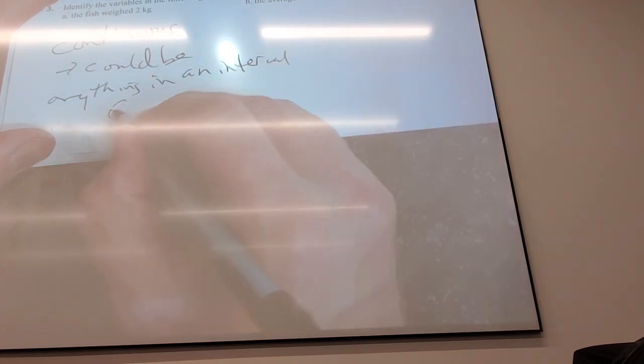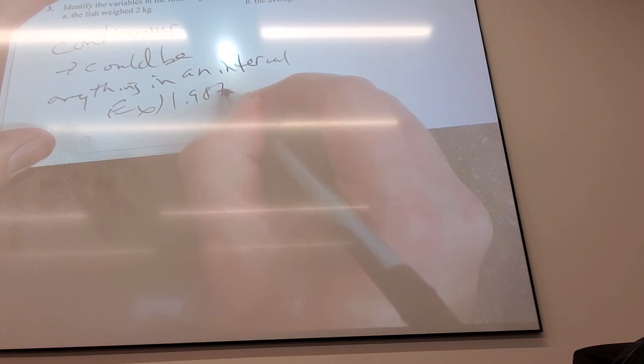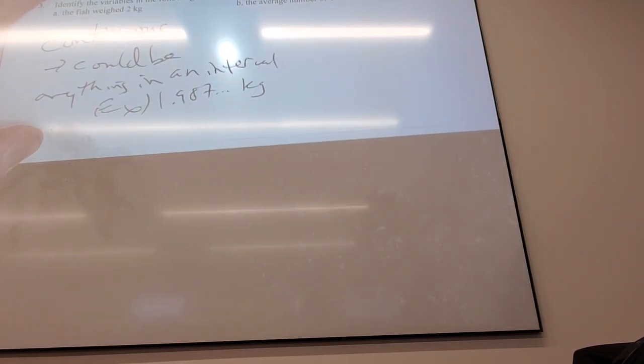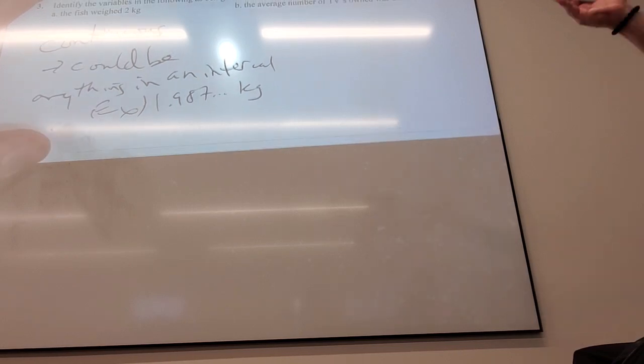And you can even give an example. It could be 1.987 kilograms, right? So if you say something like this, I'm happy. It could be anything, as precise as I want. I could measure to as many decimal places as I want. It would make sense. That's continuous.